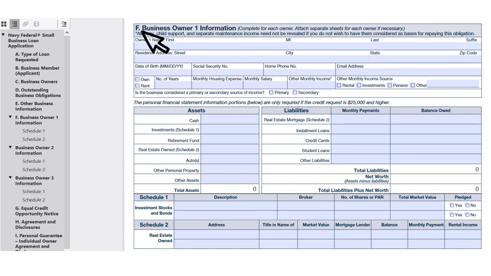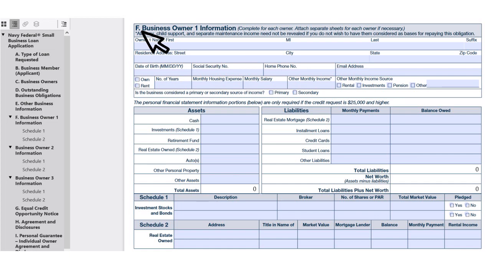And one thing you also need to put here, you need to put the personal financial statements of the owners. So you have assets. Assets means everything you own. It could be cash, investments, retirement fund, and so on and so forth. It can be personal property, it can be a car, whatever it is. Liabilities means your debts. So installment loans, credit cards, student loans, other liabilities. So you want to put the balance owed, but also the monthly payment. Again, what Navy Fed is trying to do here is to analyze your DTI, your debt to income ratio, which is how much you are spending every month to service your debts, divided by your monthly income.